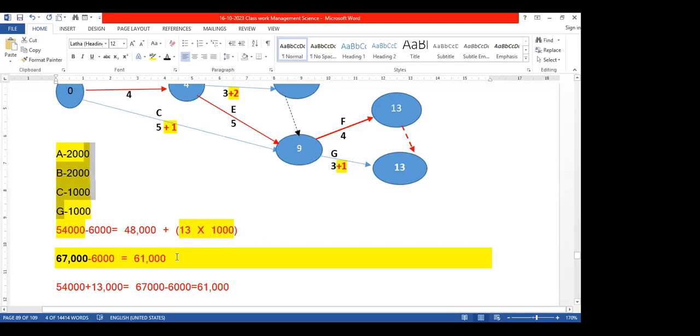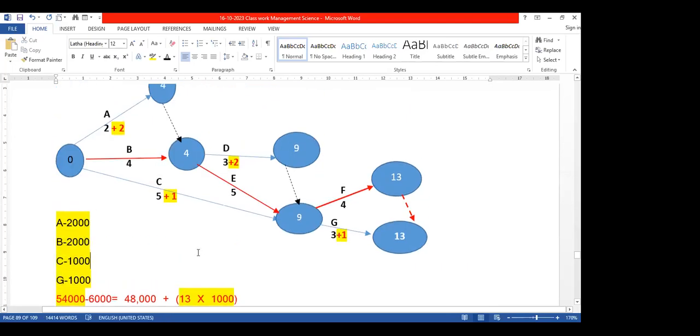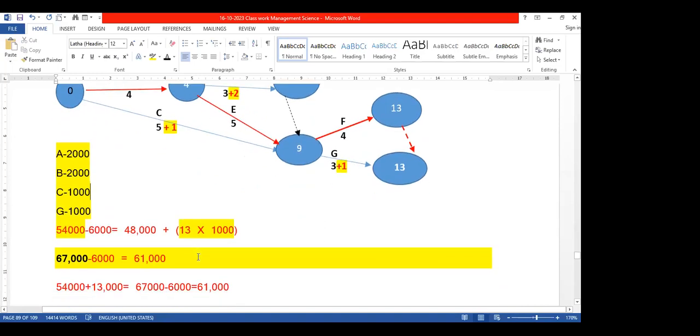So therefore, these are the ideas behind the minimum durations and associated cost. So the minimum duration is 13 days, associated cost is 61,000, not 67,000. You have to understand the realities behind how we have made these adjustments. Okay. Any doubts on this area?